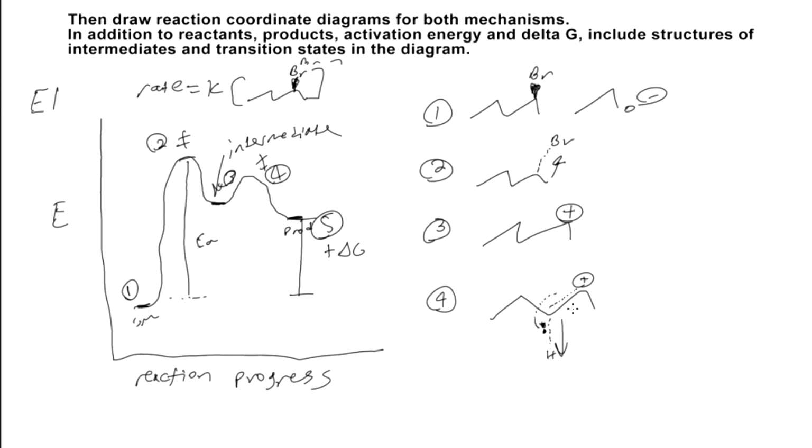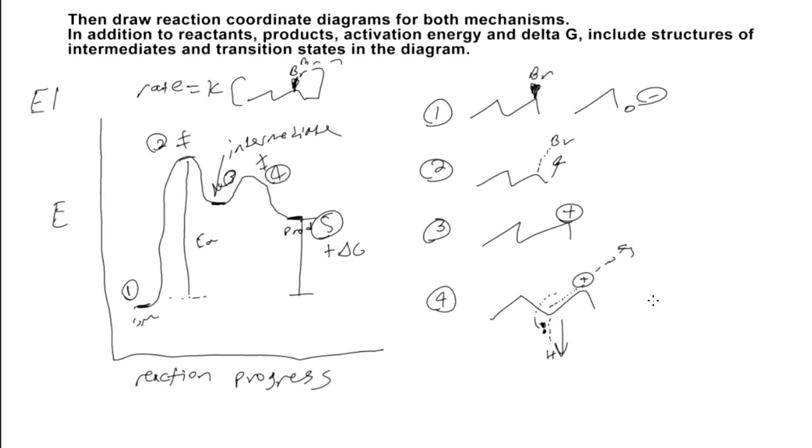Bonds aren't completely formed, but things are starting to move to the positions they should be in. And this positive charge is also going away. It's not really leaving, it's just being neutralized by this new double bond being formed. This could also look like our other conformations here, depending on what hydrogen we're talking about.